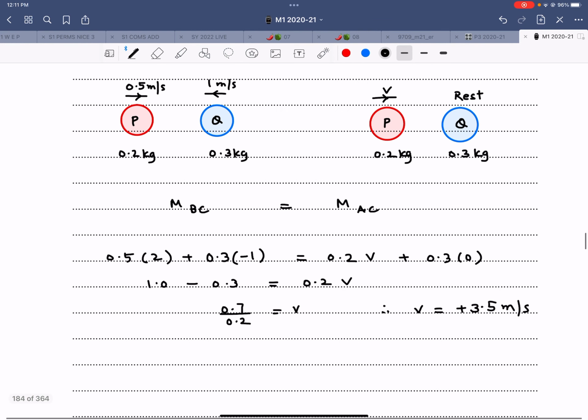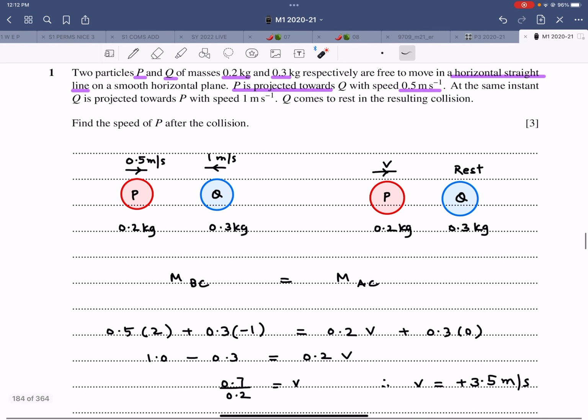That means the direction that you took initially is the correct direction. If the answer were to come out negative, that means it's actually traveling in the opposite direction. That is the answer for the first part.